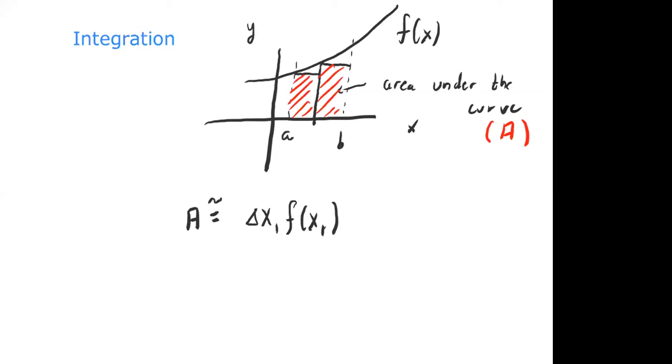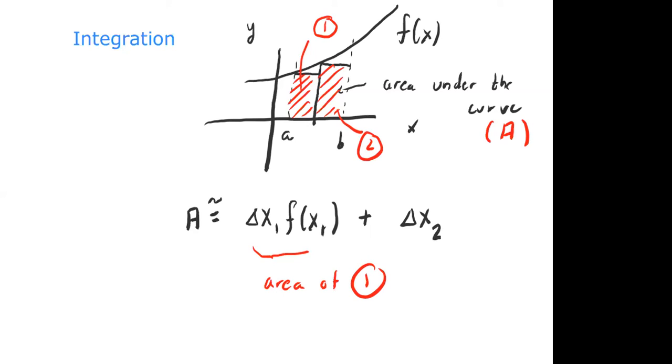So that's just the area of rectangle 1. What about rectangle 2? Same story. It has a width, delta x2, and it has a height that's equal to the value of the function at x sub 2, which is some point along the x-axis.